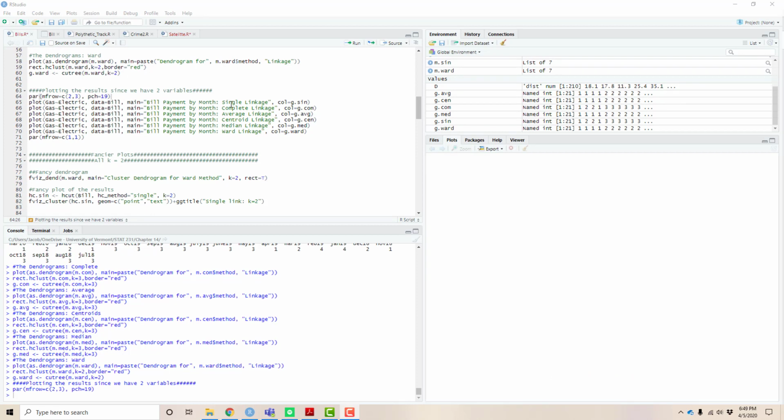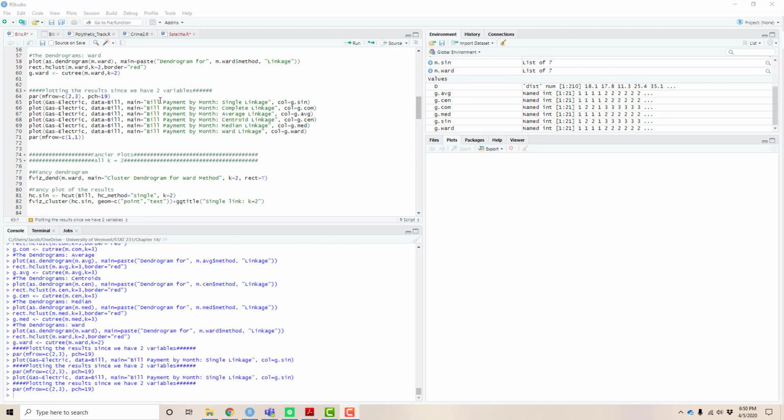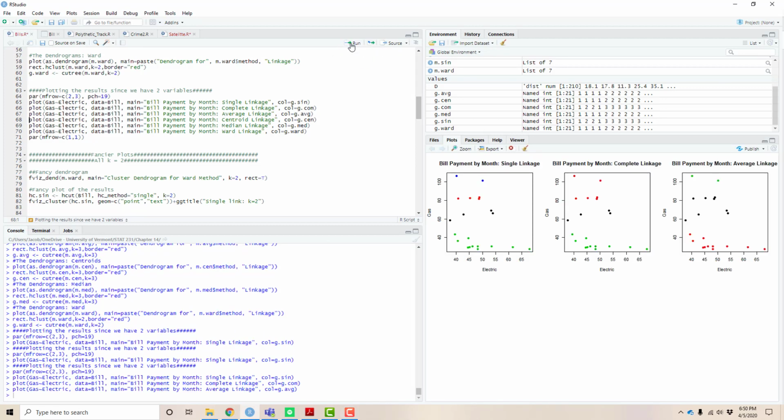I'm just going to add what link method was used, and then COL for color. If you give it the groups that we formed by using this cutree function, it'll create a different color dot. So we can plot all 6 of them and see how the results compare.